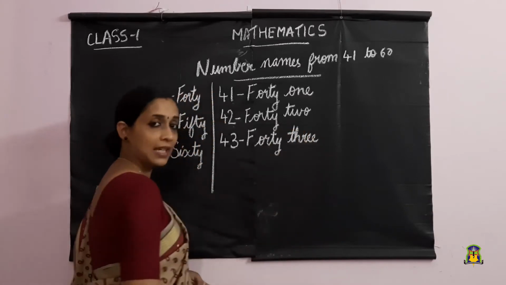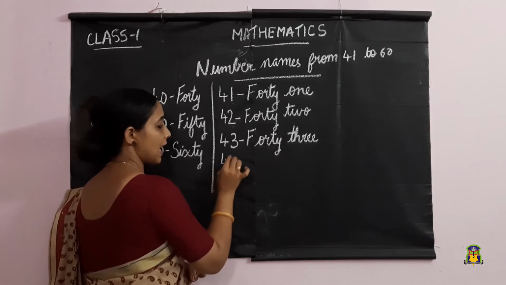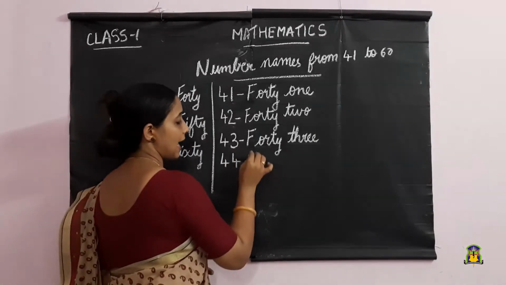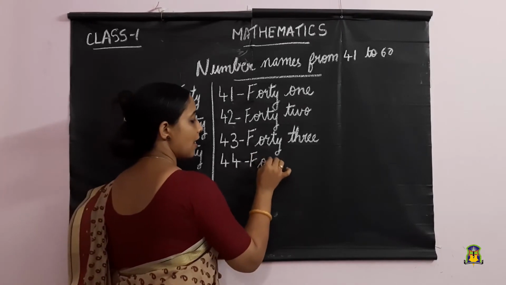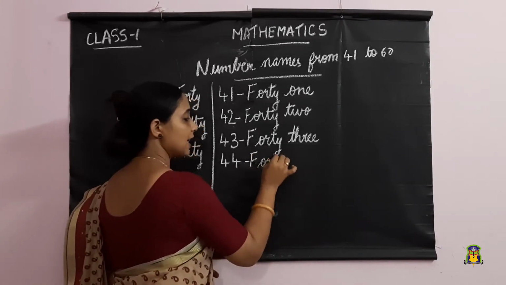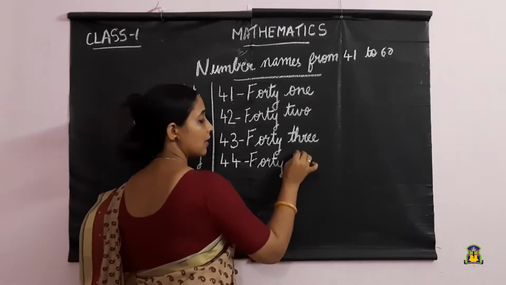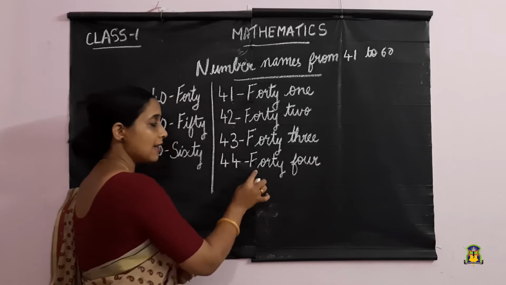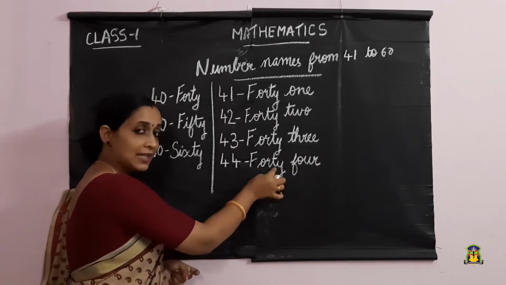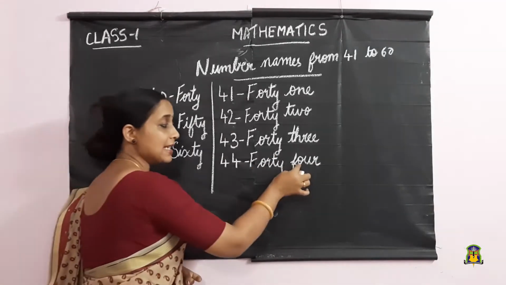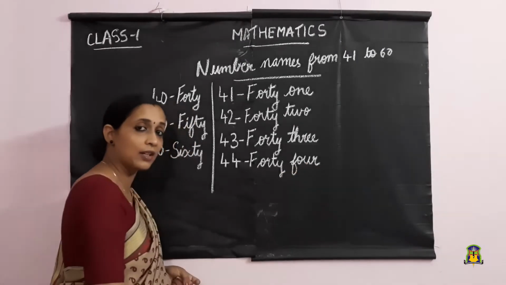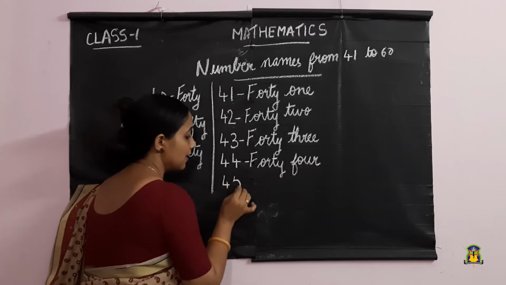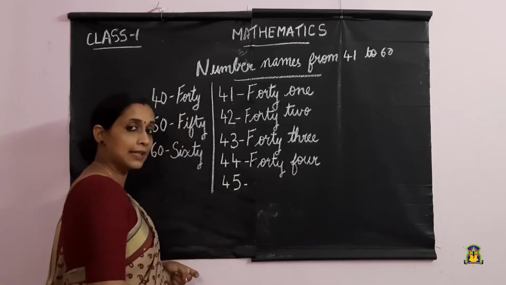T-H-R-E-E, 43. 40 and 4 makes what? 44. F-O-R-T-Y, 44. F-O-U-R. Children, it is F-O-R-T-Y, 40 and F-O-U-R, 4. 44. Don't confuse, okay? Have to learn very thoroughly.